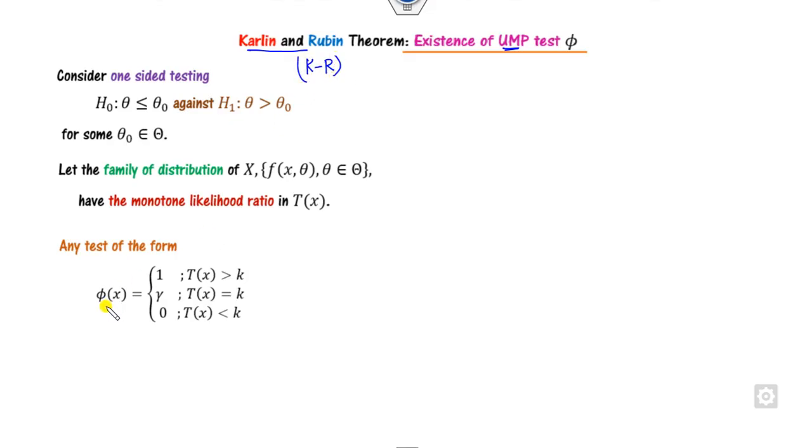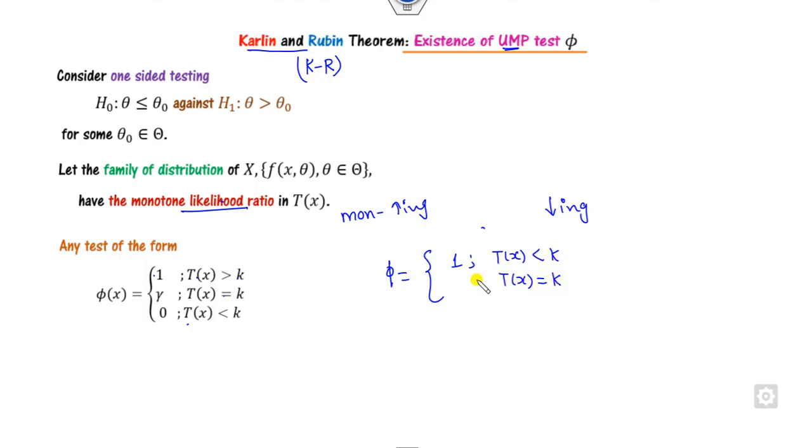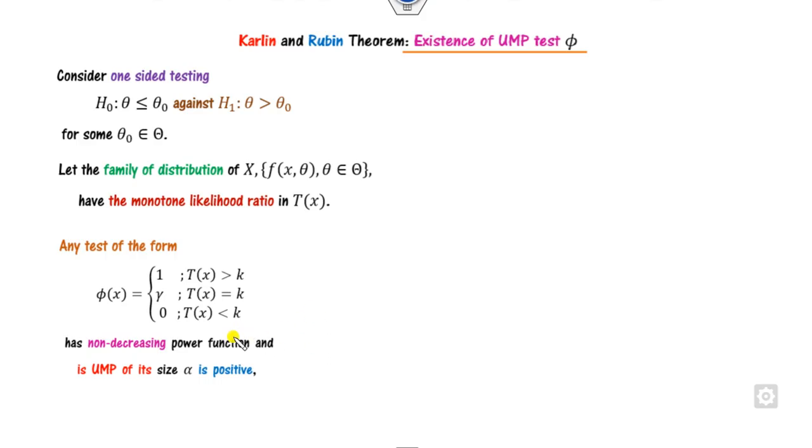Here phi is my test function. If you prove that the ratio is monotonically increasing, then you can write phi as 1 when T is greater than k, gamma when equal to k, and so on. If you prove that this monotone likelihood ratio is decreasing, then you can define phi as 1 when T is less than k, gamma when equal to k, and 0 when greater than k. So that depends upon which kind of monotonicity we have. Then this function has a non-decreasing power function and the size alpha is positive. Then you can clearly say that k is unknown.